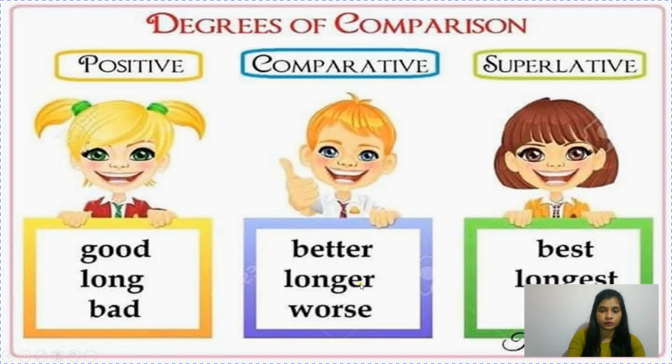We only have to use ER or EST. But there are many words like good, bad, much, many, where we don't have to use only ER or EST, but we have to change the word also. Like here we have used ER, but we have not written gooder, goodest. Okay, it will be wrong. We have to write better, best.